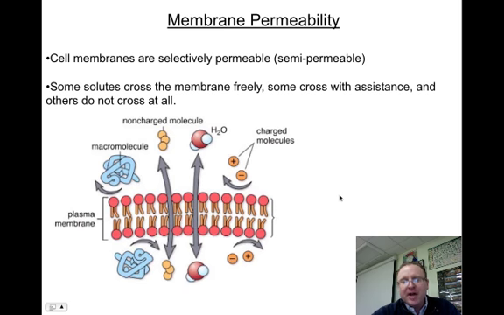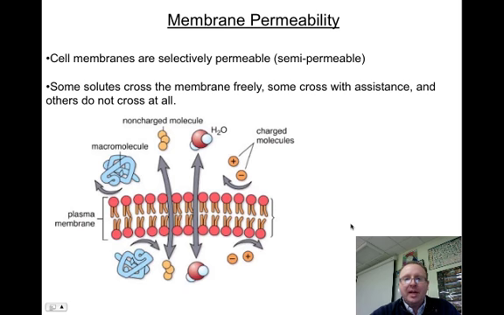Other molecules that are not going to easily be able to go across the membrane are charged molecules, things like ions, for instance, or larger polar molecules that may have a charge on them. Those substances are either too large or, because of the electrical charge that they have on them, they'll be repelled by the hydrophobic barrier in there.